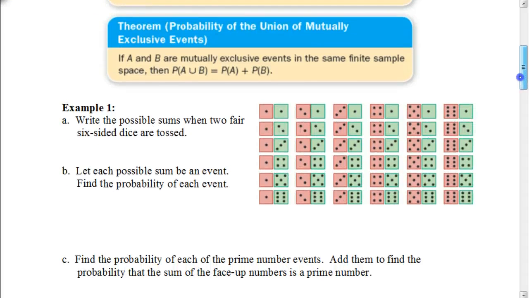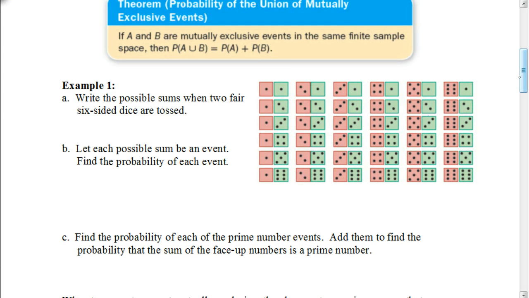For example, let's look at this situation. This is, again, a situation we saw in the previous video, where we were looking at two dice being thrown. When it says write the possible sums when two fair dice are tossed, well, we could have a sum of 2. That would be the smallest sum, because we could have a 1 and a 1. That makes 2, and that's the only time that's going to happen. We could have a 1 and a 2, or a 2 and a 1. That would add up to 3. So we could have a sum of 3, a sum of 4, 5, 6, 7, 8, 9, 10, all the way up to our largest sum, which would be 12.